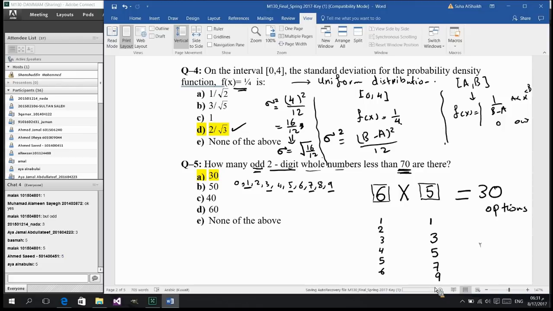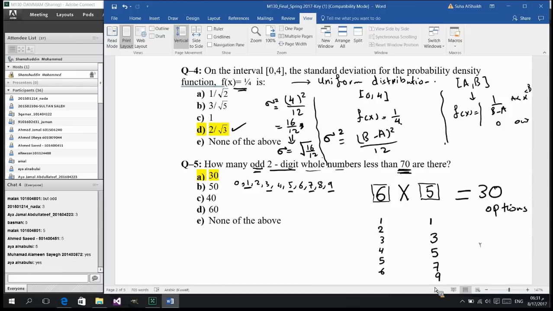Is it clear? You use all the inputs that you have here and try to find it. Again, I want the number to be odd and it must be a 2-digit whole number less than 70. We didn't choose 5. We have 5 options. I didn't choose 5, I have 5 options here, exactly because I have 5 numbers that are odd.